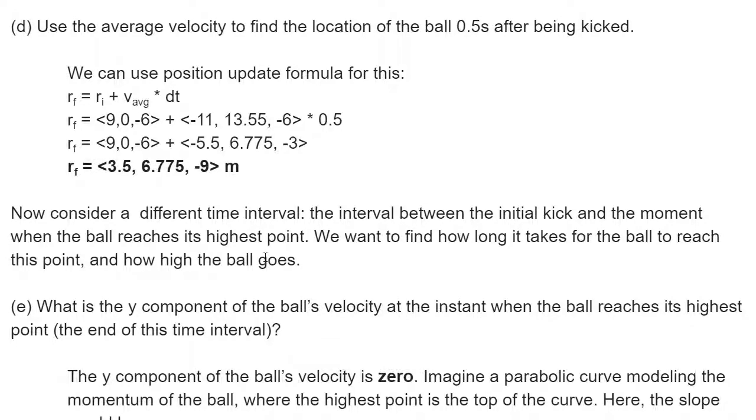For part D, given that average velocity, they want us to actually find where the ball is half a second later. So we take this average velocity that we just calculated, we take the initial position of the ball that they gave us at the beginning of the problem, we take our half a second time interval, we plug those all in, and we get the final position of the ball as a position vector in meters.